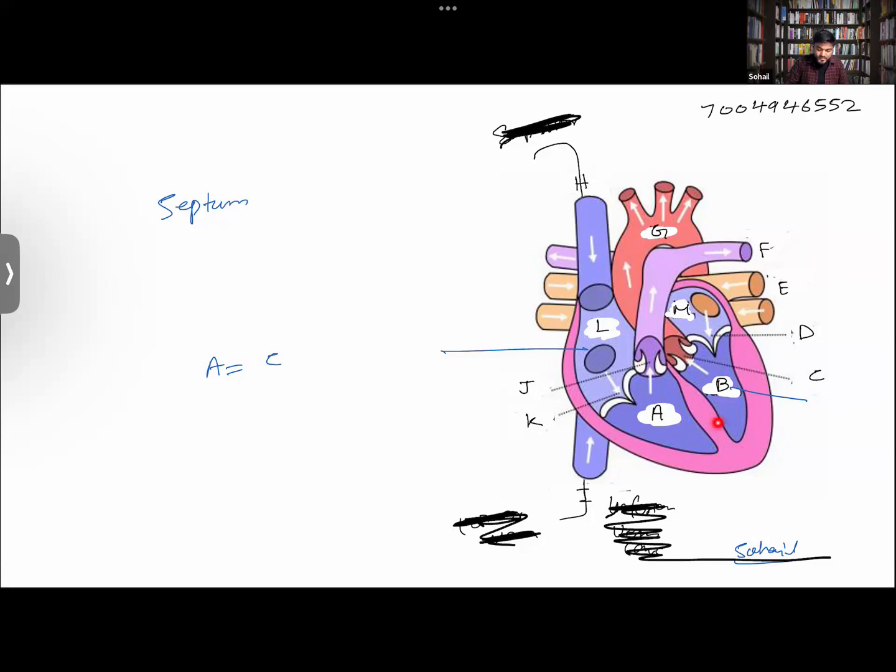I thought that was in the excretory system. No, we are not discussing that right now.